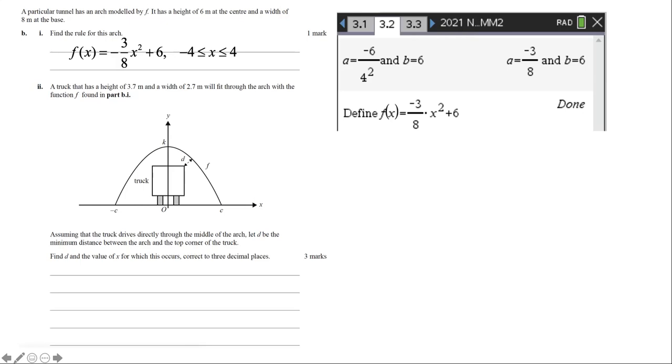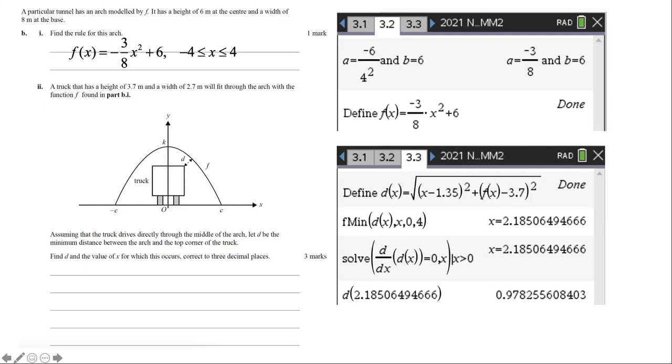A truck that has a height of 3.7 meters and a width of 2.7 meters will drive through the arc with the function f found in part bi. Assuming that a truck drives directly through the middle of the arc, so this length must be equal to that length. Let d be the minimum distance between the arc and the top corner of the truck. We want to find the minimum distance d and the value of x for which this occurs, correct to 3 decimal places.